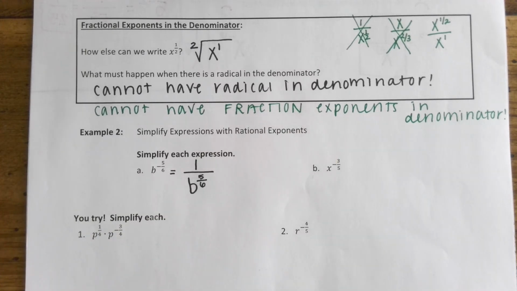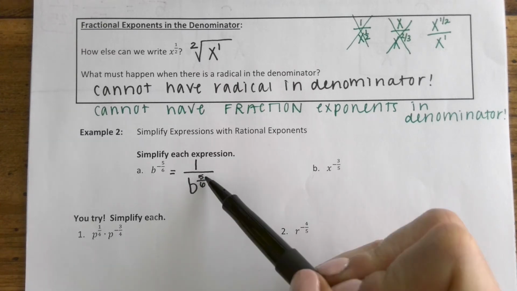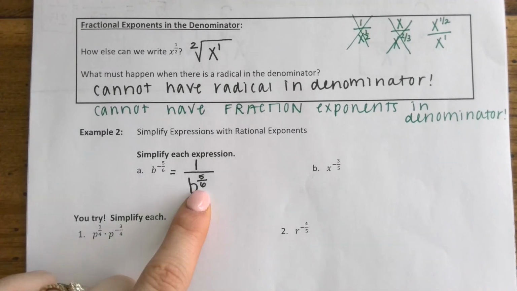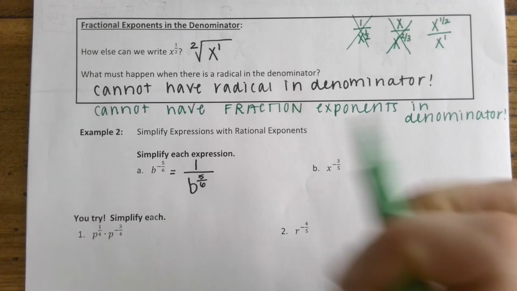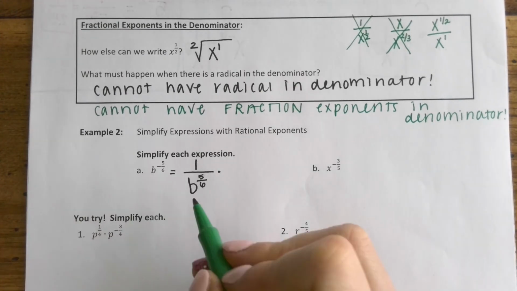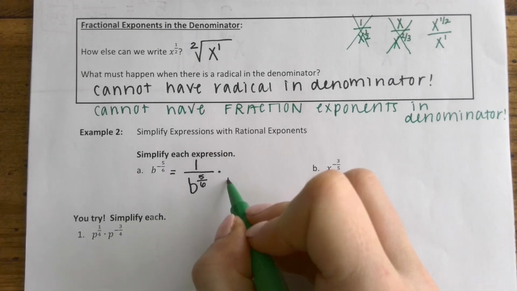Now this was a good start because I got rid of my negative exponent, but this cannot be my final answer because I have this fraction exponent in the denominator. I cannot have that. So what I need to do is somehow make this fraction whole. So what we're going to do is multiply by something. Now when I multiply here, I want to make sure that my base is the same. So I'm going to keep that b the same.